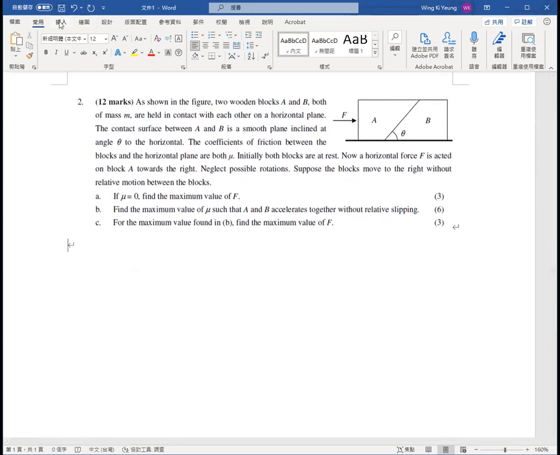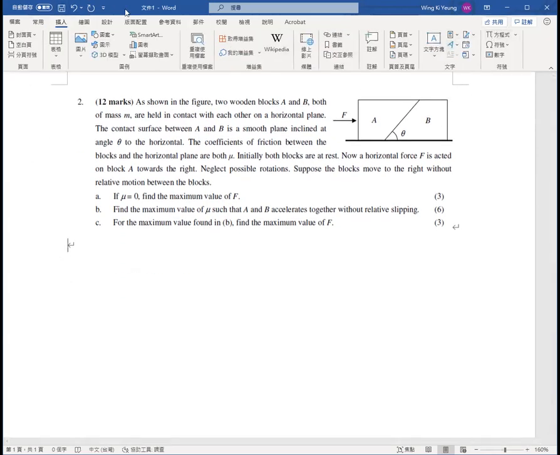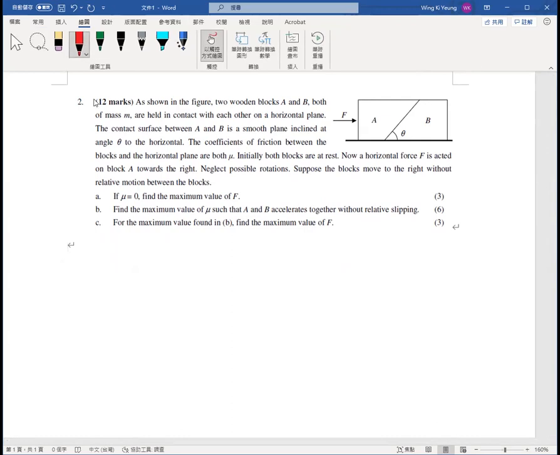So for part A, the mu is 0. I hope you still remember what is meant by the mu. The mu is the coefficient of friction, isn't it? So the friction can be written as smaller or equal to mu times the normal force.